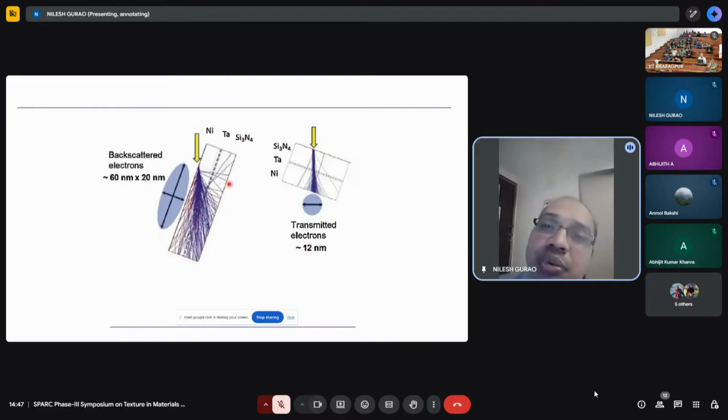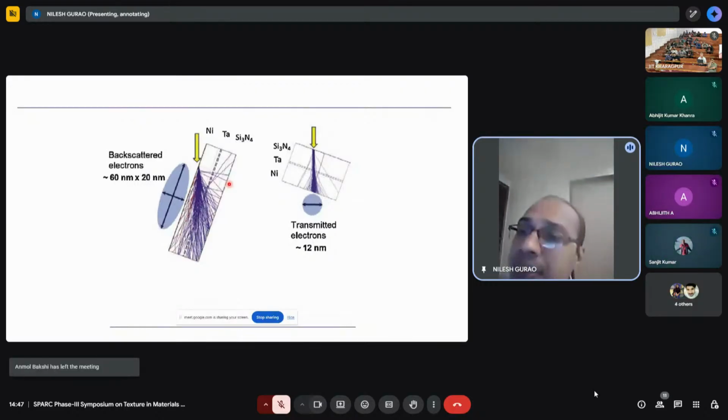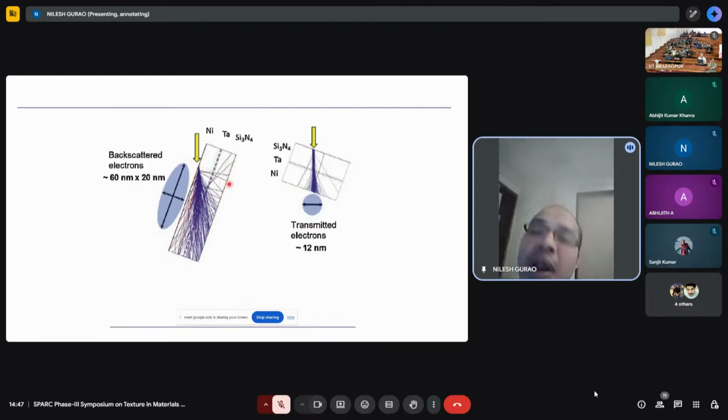Look at the interaction volume. Look at the interaction volume. You have to tell me in which case. This is EBSD on the left-hand side, on the right-hand side it is TKD. In which case is the interaction volume lower? Tell me, my dear friends.